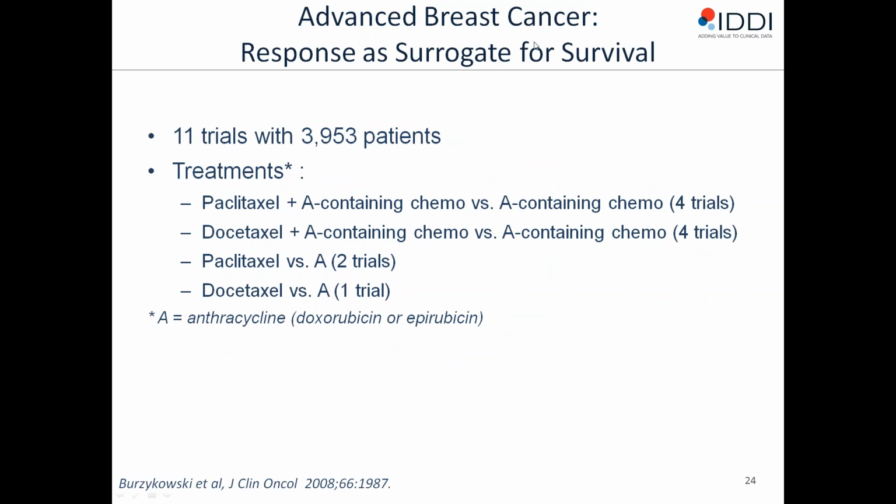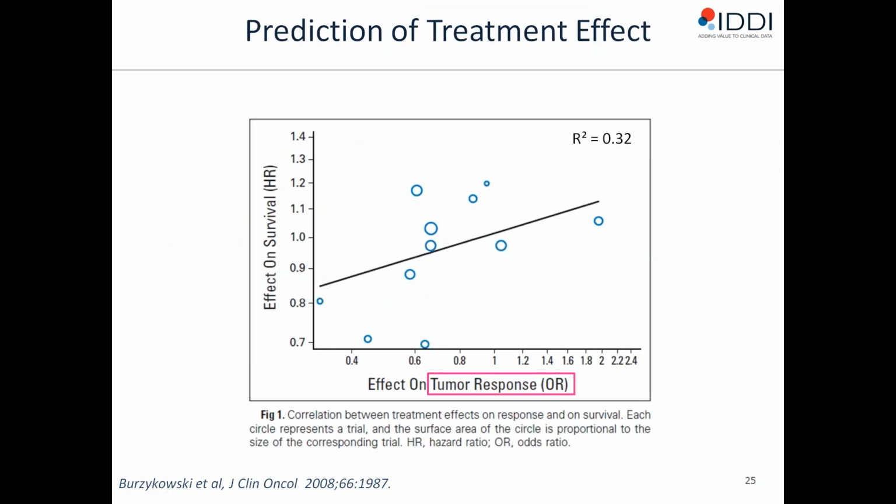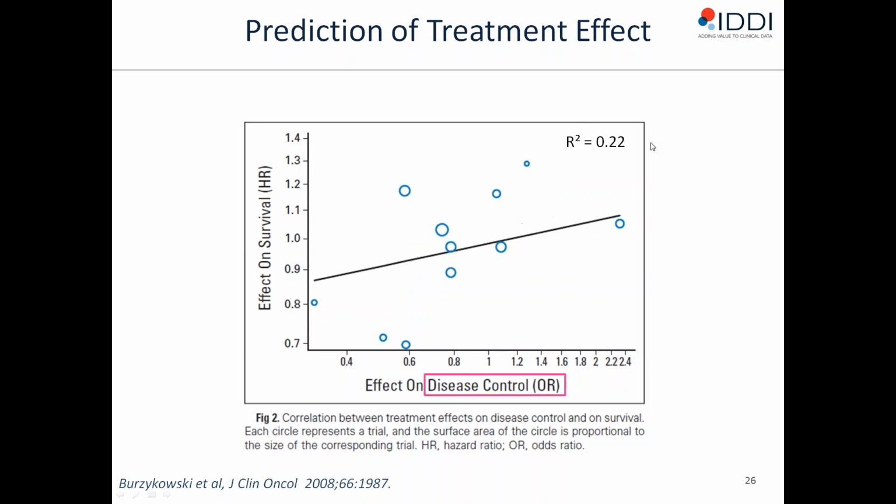This was advanced breast cancer, 11 trials with, again, about 4,000 patients, comparing taxanes with anthracyclines. And here is, again, the plot of the effect on tumor response, so log odds ratio on the logarithmic scale, and log hazard ratio. And we see a similar picture as in advanced colorectal cancer, a pretty large spread of these points around the regression line, R² equal to 0.32.